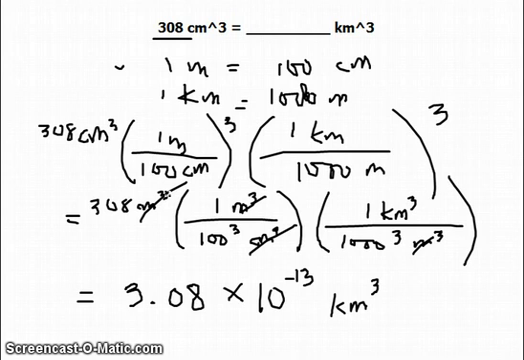So we have our answer in kilometers cubed. And doing the calculation, we would get 3.08 times 10 to the negative 13 kilometers cubed. And that's our answer.